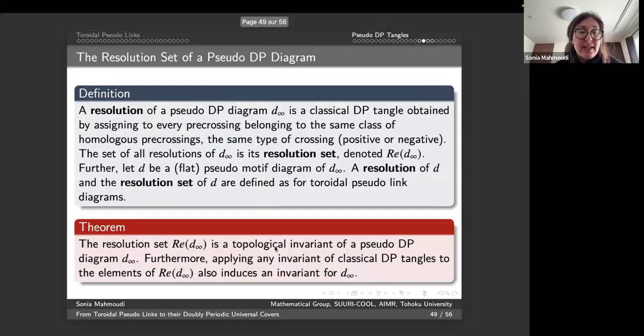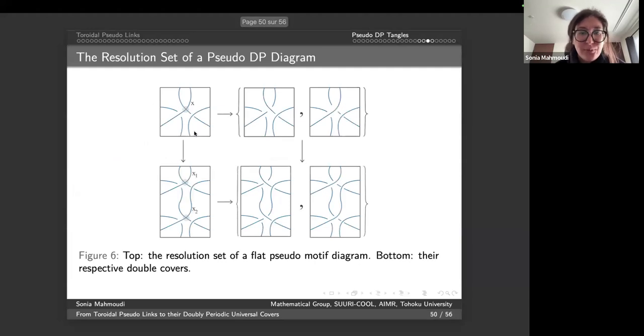So I will go fast because we are out of time. So we have this resolution. Let's go directly to the picture to get the idea. We can resolve each pre-crossing as a positive or negative crossing to get the resolution set. And of course, if we go to a finite cover of this motif, each pre-crossing which are homologous will resolve exactly in the same way.